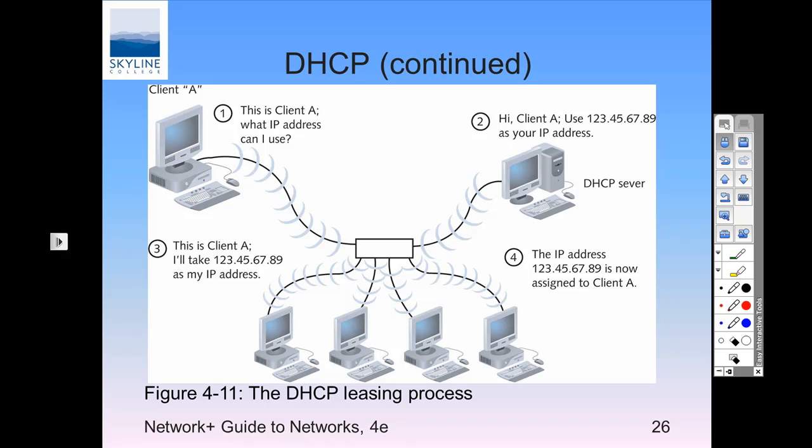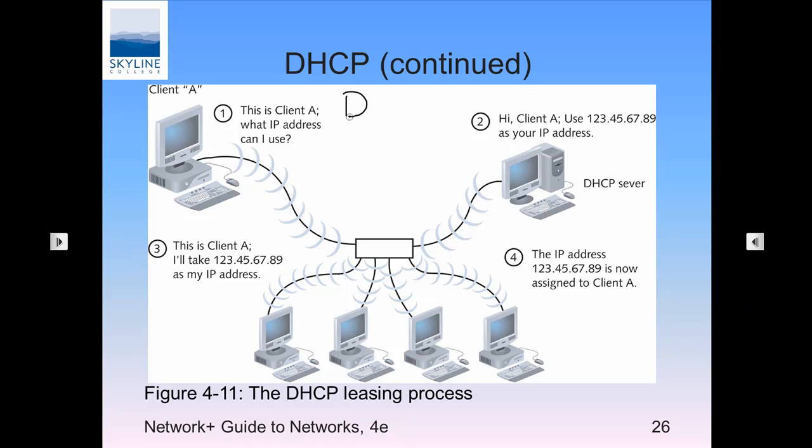DHCP, and what this is showing is a 4-step process. Another acronym: DORA. When a computer, client A, goes to the server and says, what IP address can I use? This is called discover. Discover packet. And it comes back and says, hey, you can use this address. Client A, use this. It's called an offer.